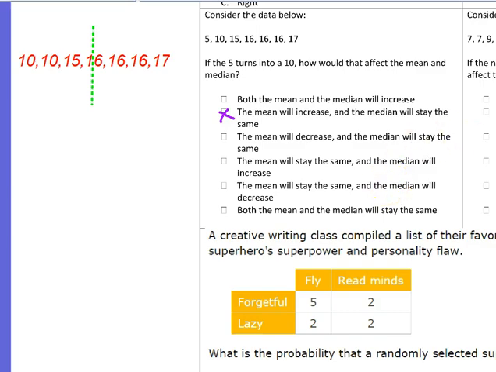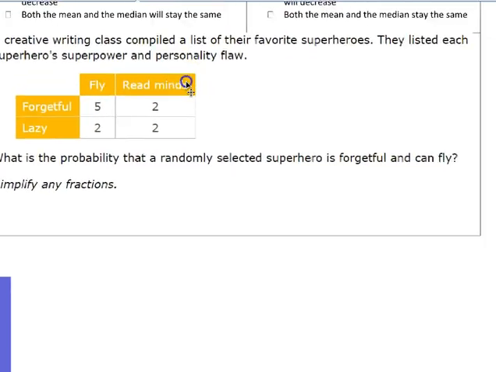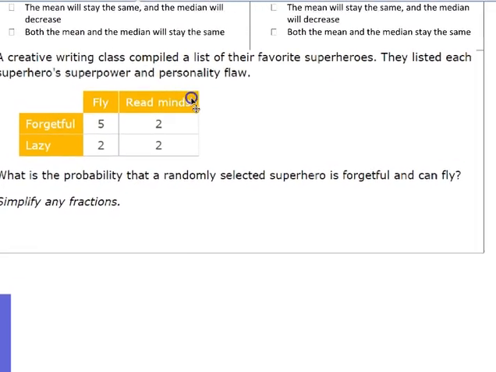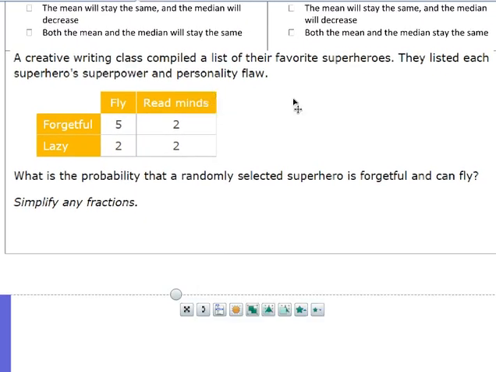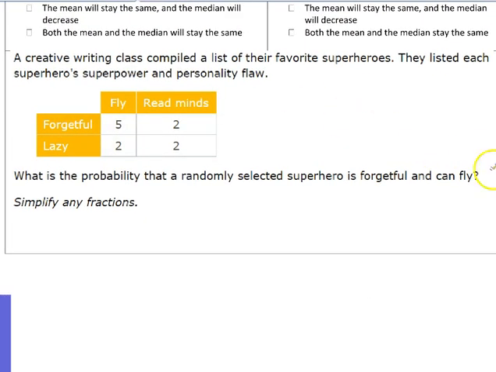Okay, it's that one. A creative writing class compiled a list of their favorite superheroes. They listed each superhero's superpower and personality flaw. They don't have the totals, but you always have to put the totals. The total that are forgetful is 7. The total that are lazy is 4. The total that can fly is 7. That can read minds is 4. And that means that there's 11 total superheroes here.